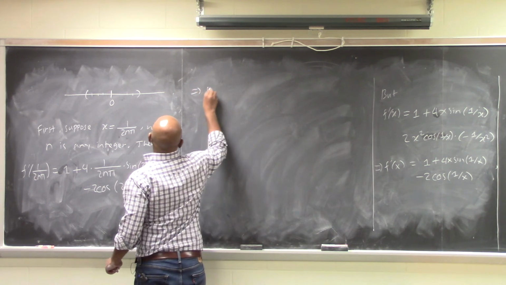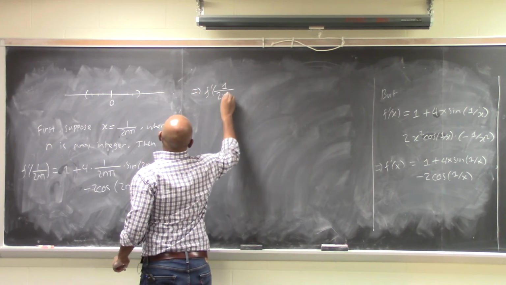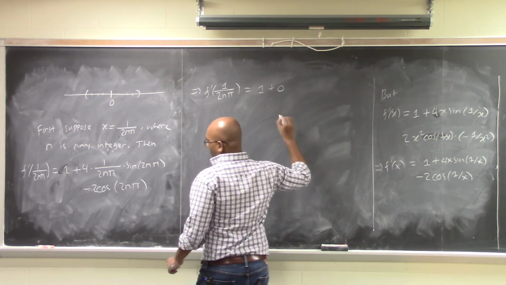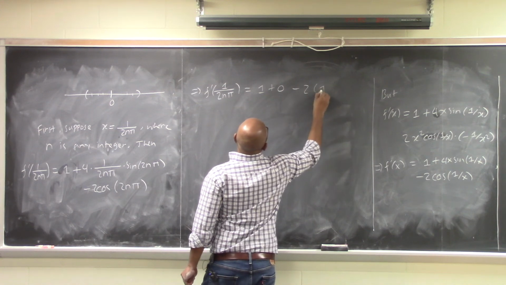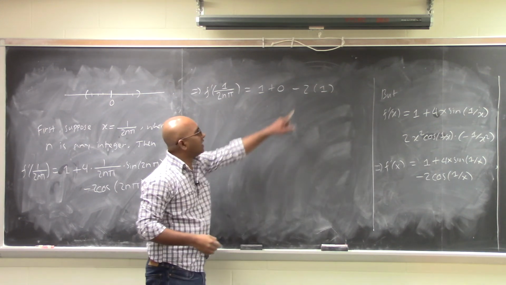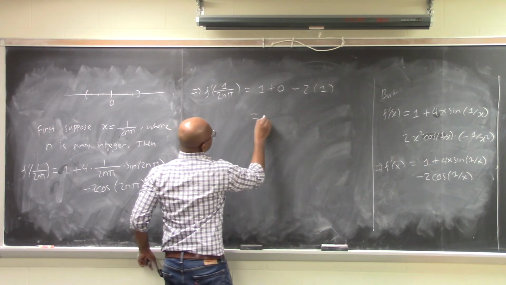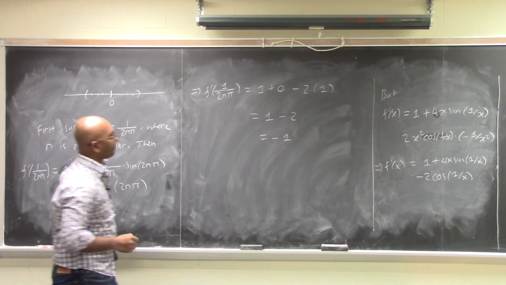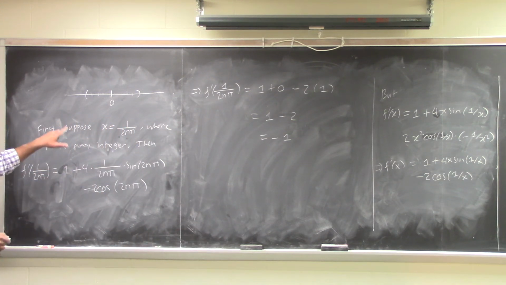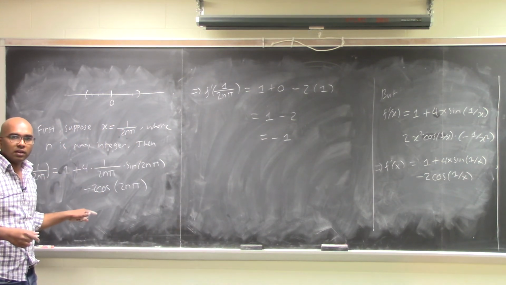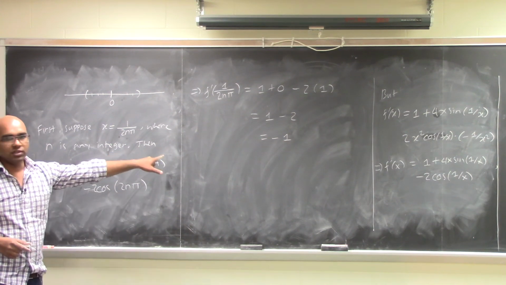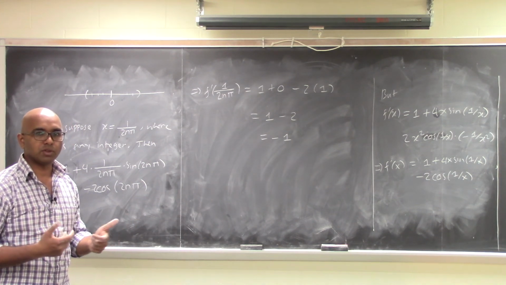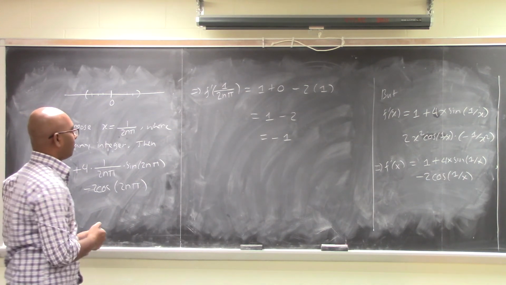So f prime of 1 over 2n pi is 1 plus 0 minus 2 times 1. That's why we need that 2, because we want to make this negative. So 1 minus 2, which is negative 1. So f prime is negative at all these points. But f prime of 0 is positive, so you don't have the same sign for f prime, so it's not increasing or decreasing.